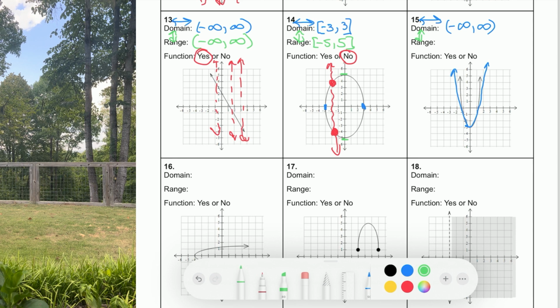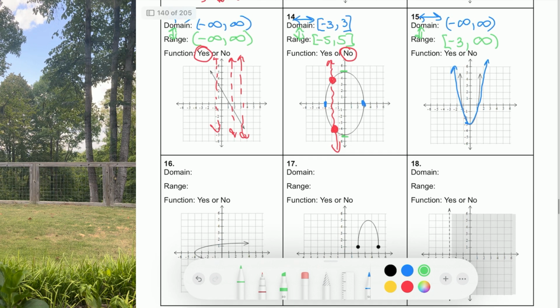Well, what about the range? Do we have any limits to our range? We do have a limit to how low it goes. It doesn't go any lower than -3. But it goes all the way to +infinity for how high it goes.